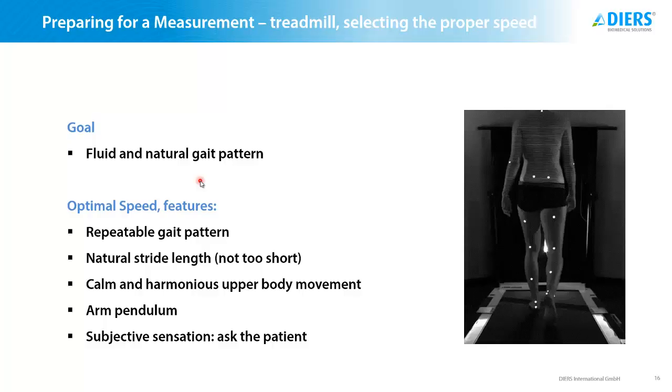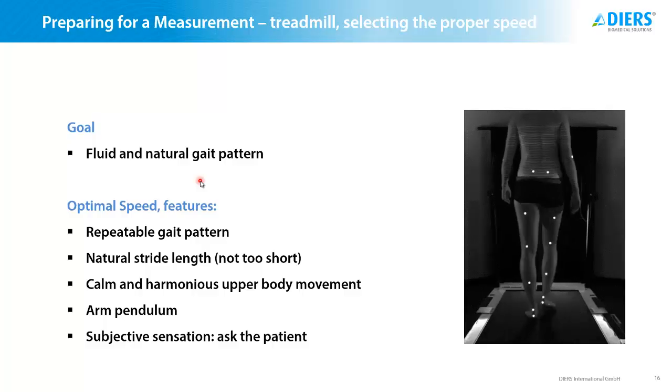So I often start at 2 km per hour, move up to 2.5, 3, 3.5, 4, until the patient tells me, well, this feels like a bit faster walking or a bit faster running as I'm used to. Then I switch back the speed with half kilometer per hour, and that's often the most reliable, most repeatable speed for that patient. So that is important.